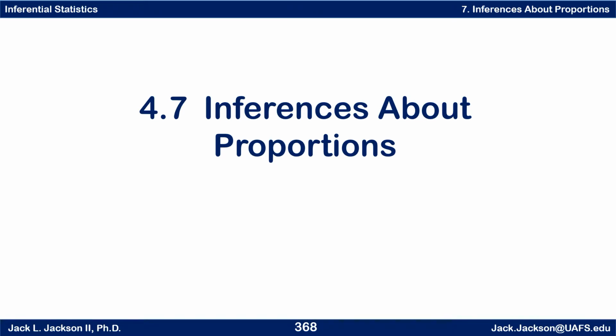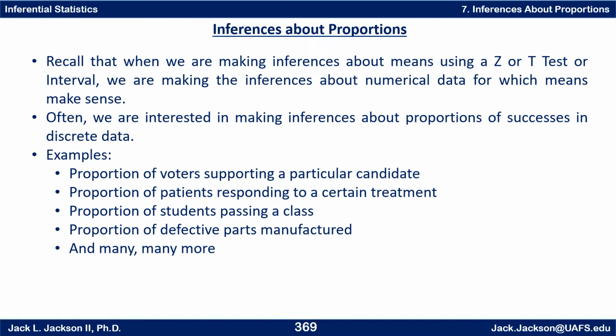As we studied in Unit 2B, probabilities concerning distributions of proportions properly use either a binomial or hypergeometric distribution. Recall that when we were making inferences about means using a z-test or t-test interval, we were making inferences about numerical data for which means make sense. Often we are interested instead in making inferences about proportion successes in discrete data.